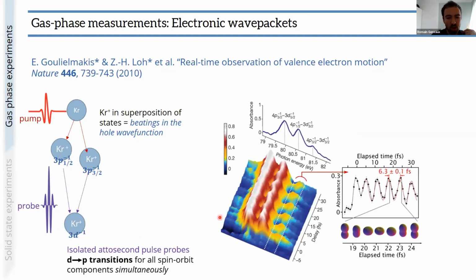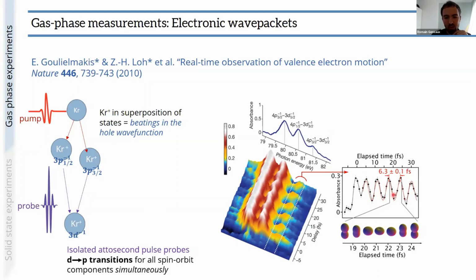And this is what they measured here. This is a map that's become pretty famous now. You see here the absorption spectrum with all the different spin orbit transitions, so between all the different spin orbit components, between the 3D and the 3p. And here I've just highlighted this. If you do a line out of this, you get oscillations with 6.3 femtoseconds. And this corresponds to the beatings of the whole wave packet here.